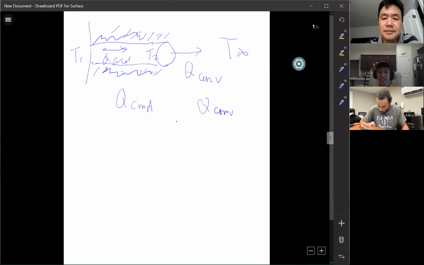They are the same. They are the same? You sure? Only so much. Well, it depends if you have radiation. Okay, let's say there's no radiation here yet.